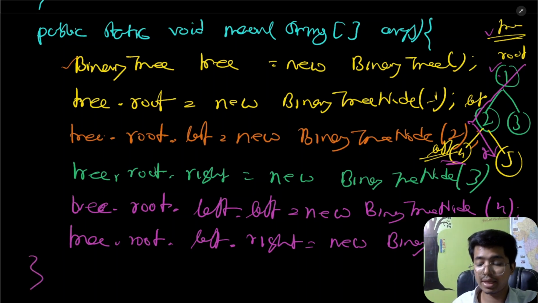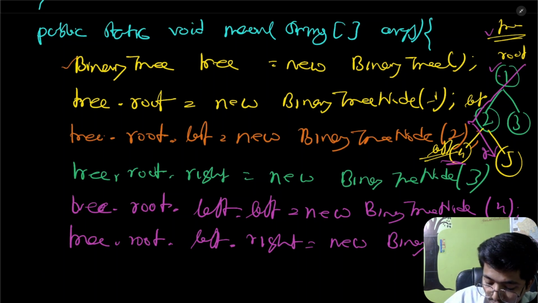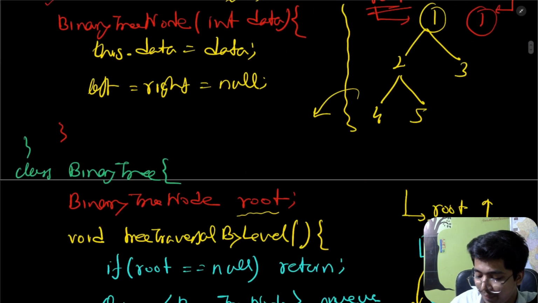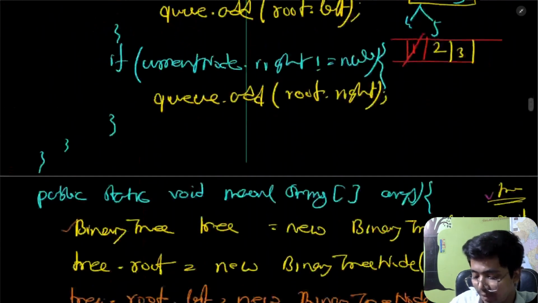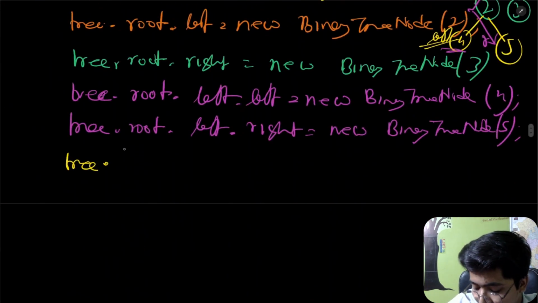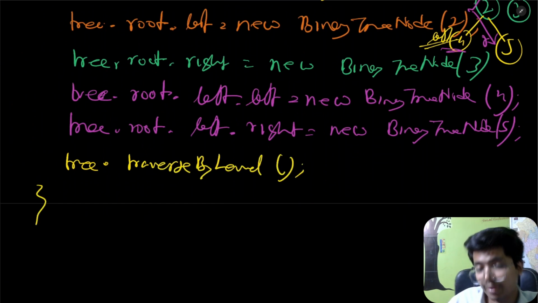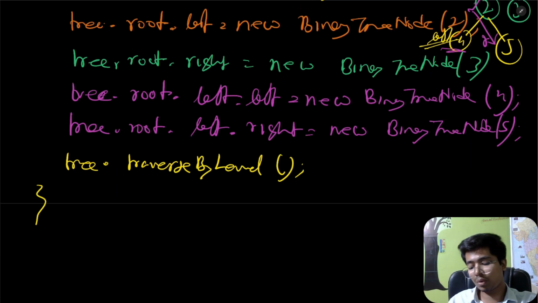If you want to traverse the tree, we have to just call the function from here. So tree dot traverse. We have to call this function that we created, tree traversal by level, and it will automatically traverse by level. So let's call this function, tree dot traverse by level, and simply now we can close the function and it will automatically work for all of our code.